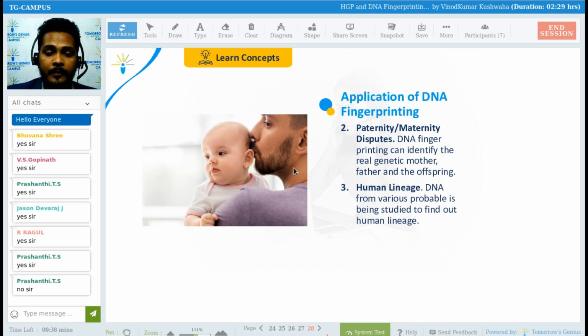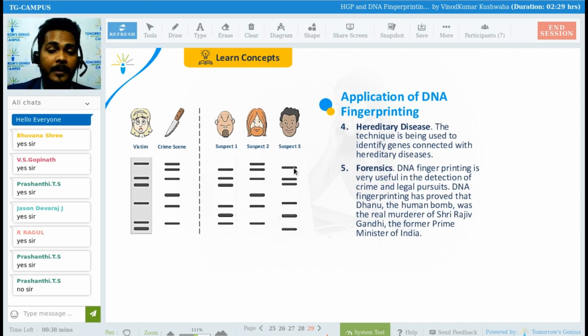Another one is hereditary disease. Like, if any parent, grandfather or mother has some kind of hereditary disease, the DNA fingerprinting technique is used to identify the genes connected with the hereditary disease, that is, which gene is responsible for such a disease. That is possible with DNA fingerprinting.